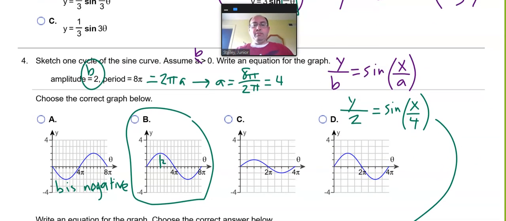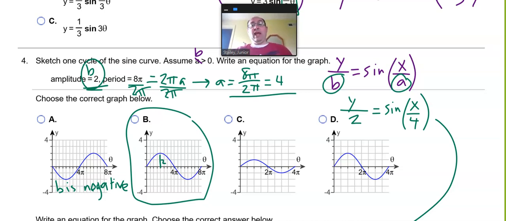Similar type problem. They start off with an amplitude of 2, so there's your b value. Then we take 8 pi is equal to 2 pi times a, and we divide by 2 pi on both sides, and then you see that the a value is 4. So now we know what to put in here for a and for b. We need something that has an amplitude of 2 and a period of 8 pi. You can see that we chose letter B.